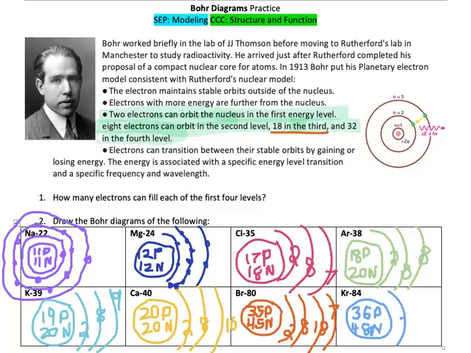So I've got 2, 8, whoops, I did 18. I was getting carried away. Let me fix that. All right, so we have 2, 8, then 18. So 2, 8, 18. So I'm up to 28. 36 minus 28 is 8. So I've got 8 in my last shell. There we go. 8 in my last shell.